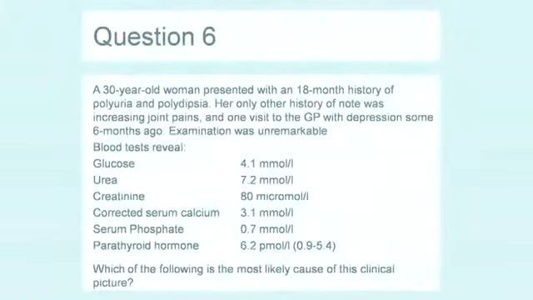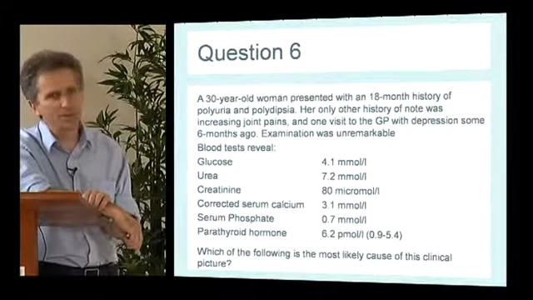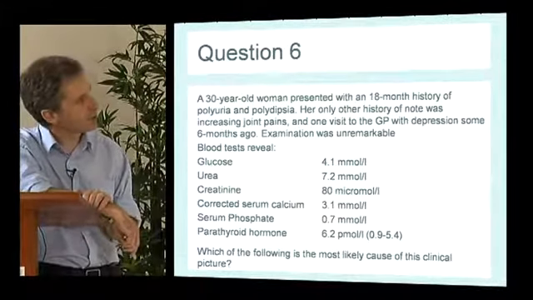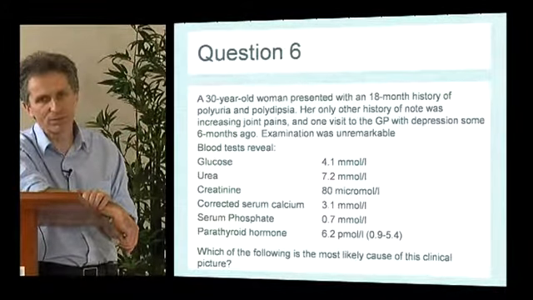Question 6. A 30-year-old woman presents with an 18-month history of polyuria and polydipsia. Her only other history of note was increasing joint pains and one visit to the GP with depression some 6 months ago. Examination was unremarkable, and here are her tests.